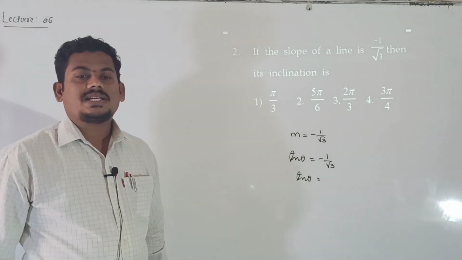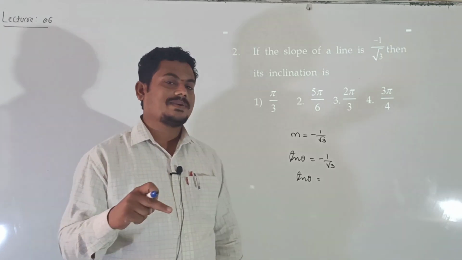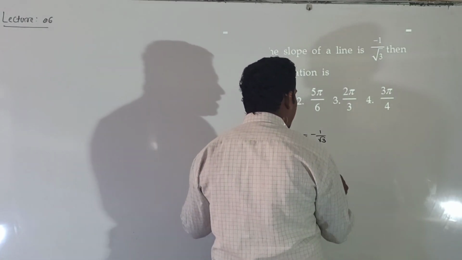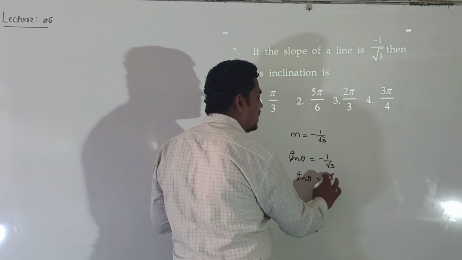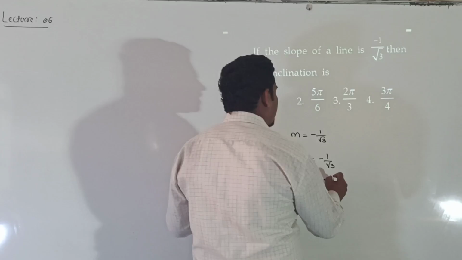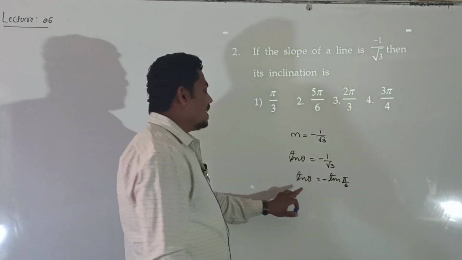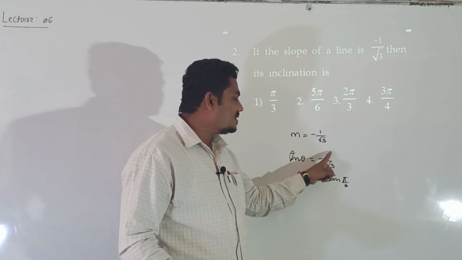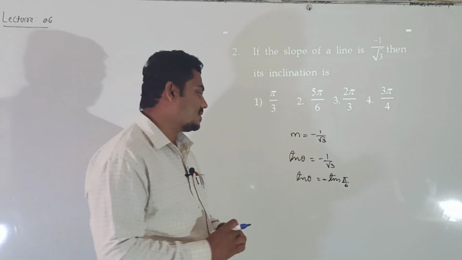For what value of theta is tan theta value minus 1 by root 3? Tan negative means second quadrant. Or else, I will write, the negative sign remains as it is, instead of 1 by root 3, I will write 1 by root 3 as tan pi by 6, right? Tan theta is equal to minus 1 by root 3, negative sign remains as it is, instead of 1 by root 3 I will write tan pi by 6.